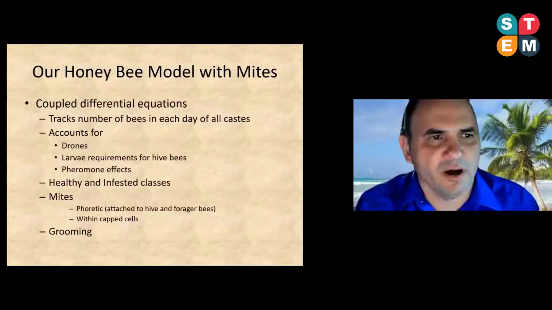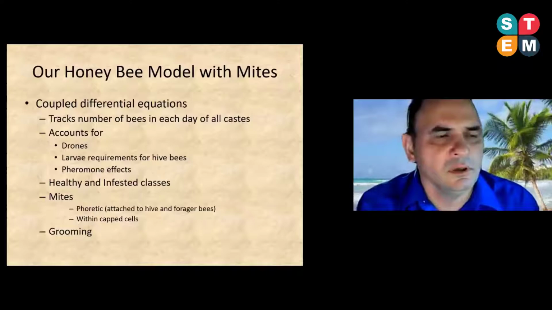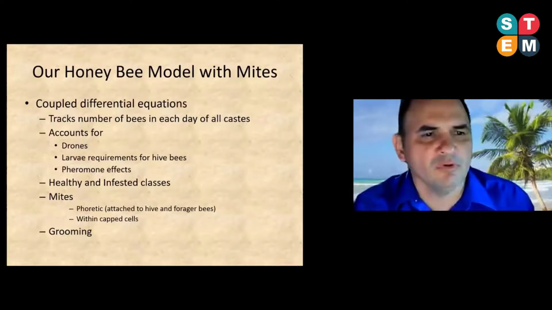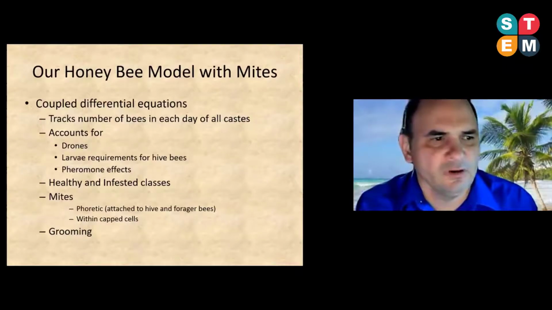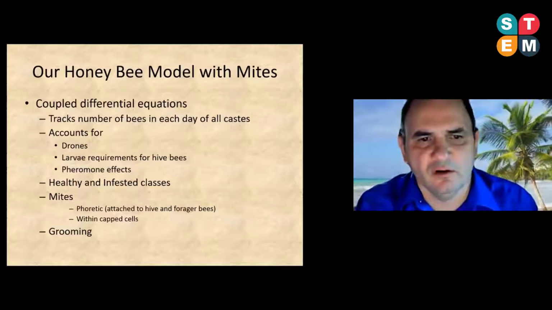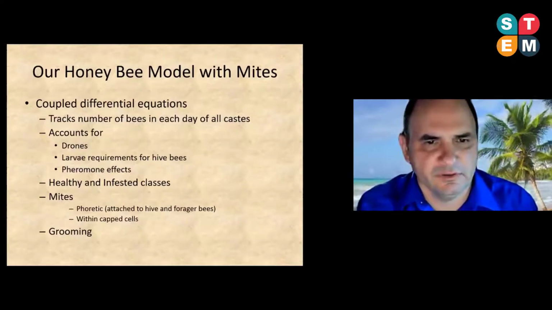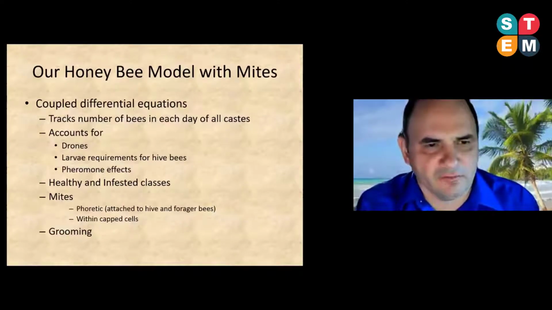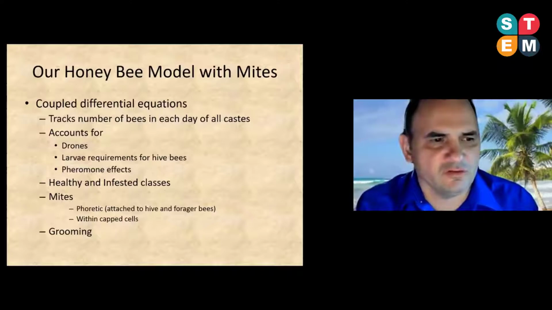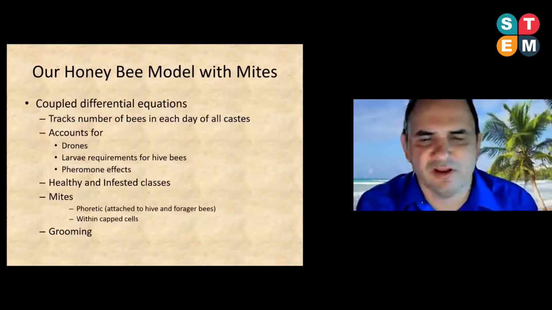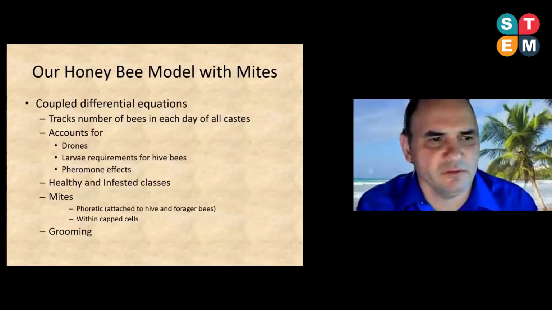So what's unique about our model? Well, we use coupled differential equations to model the honeybee colony. Our equations track the number of bees in each day of all the castes: the egg, the larvae, the pupae, the worker bee, and the forager bee. The model accounts for the drones. It turns out the drones are important in regard to the mites, even though they make up a small percentage of the population of the honeybee colony.